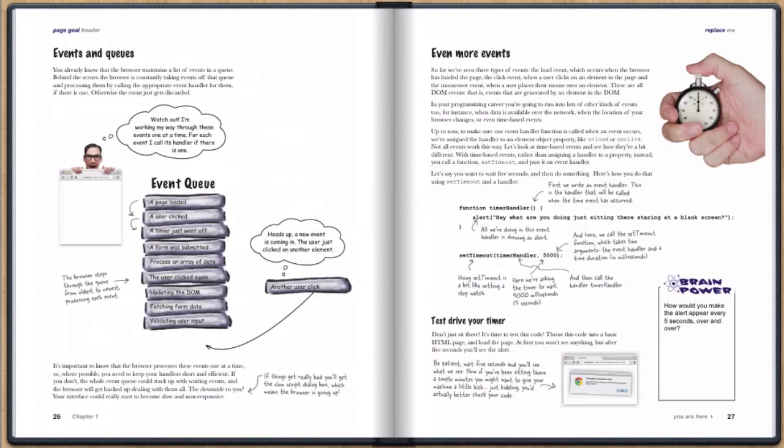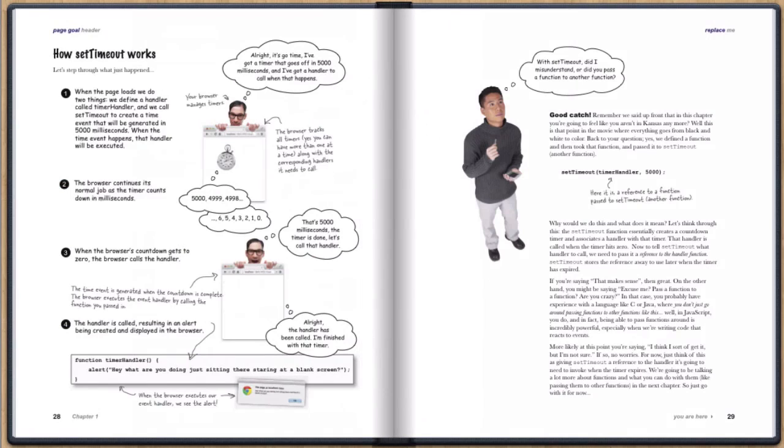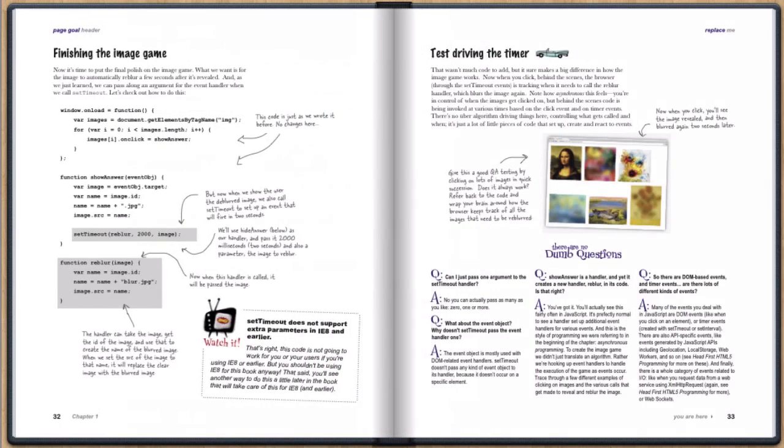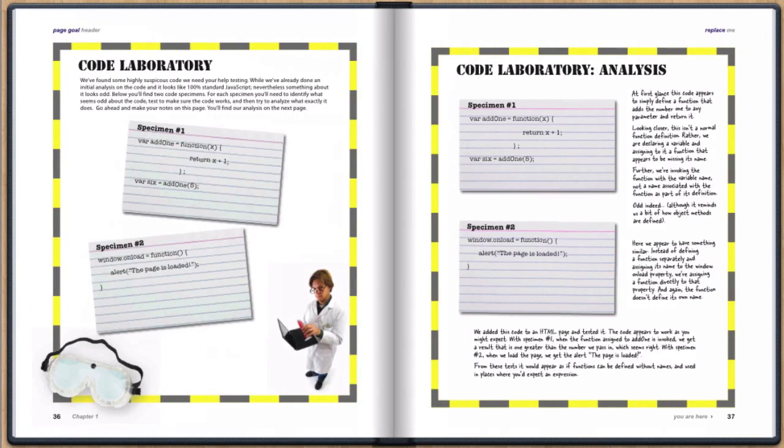After that, we move on to a different kind of event, a timer event. All the events we've used so far are DOM events, that is, events that happen to elements in the DOM. But those aren't the only kinds of events you'll find, and timer events are a good example of a different kind of event. We end up using a timer event to add a nice feature to the image game, which ends the chapter, except for another code lab.